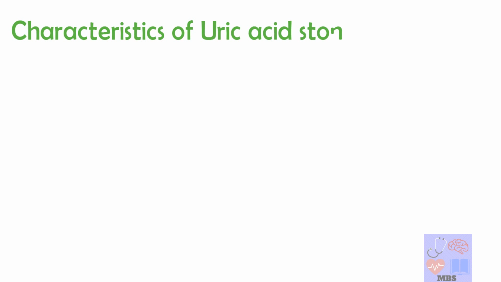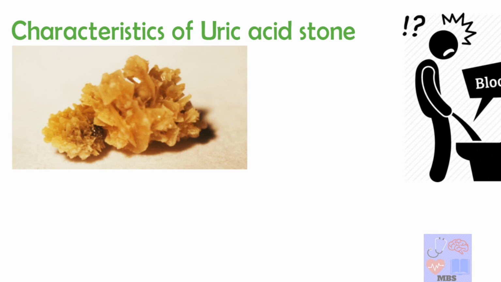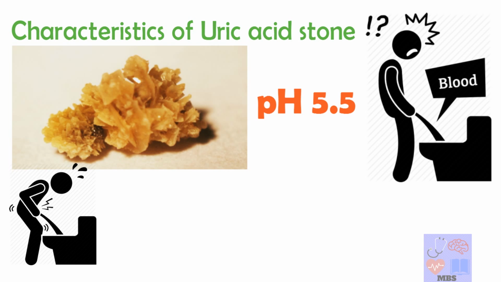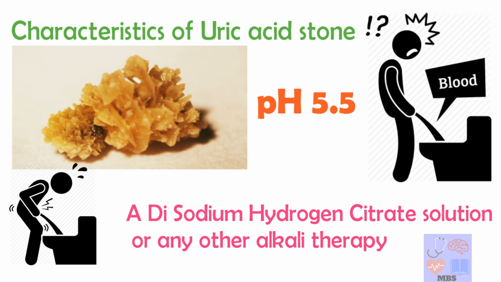Characteristics of uric acid calculi. Uric acid stones are thorny, so they can manifest hematuria. And due to uric acid, pH of urine is also acidic, which is approximately 5.5. So the patient complains about burning micturition. But a disodium hydrogen citrate solution or any alkaline therapy can give relief to the patient. Uric acid stones are radiolucent, so they cannot be detected in X-ray.